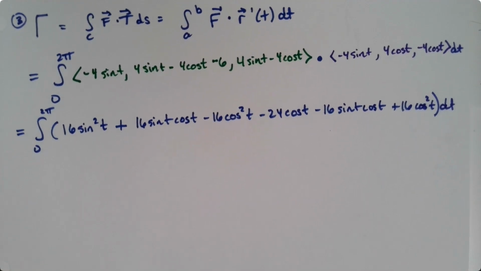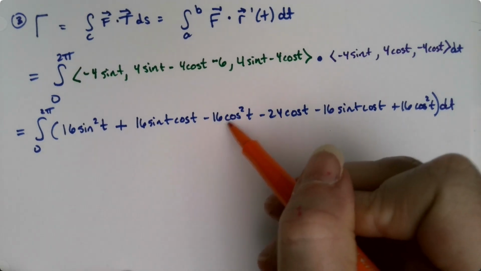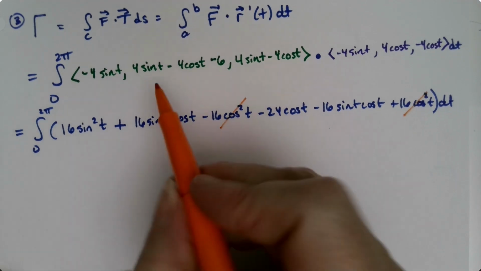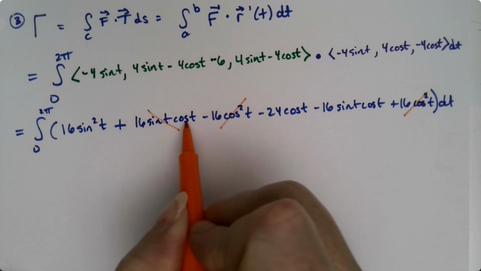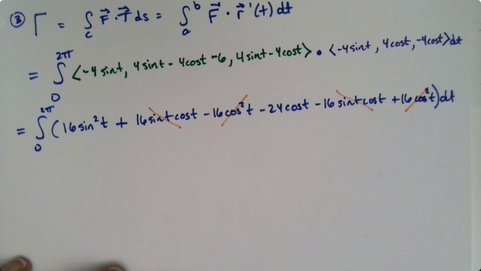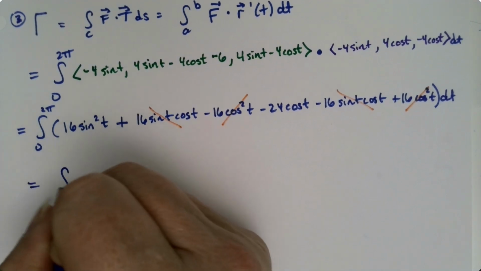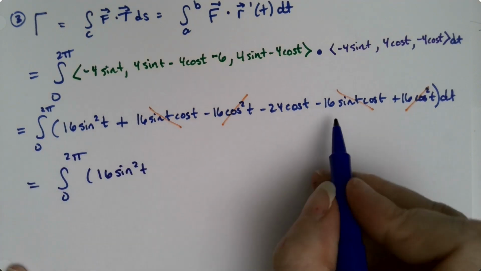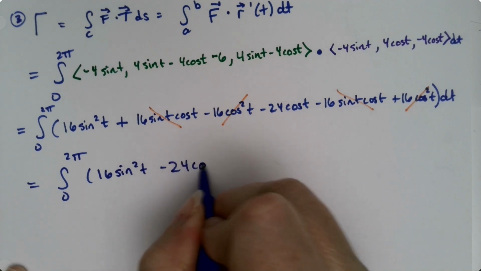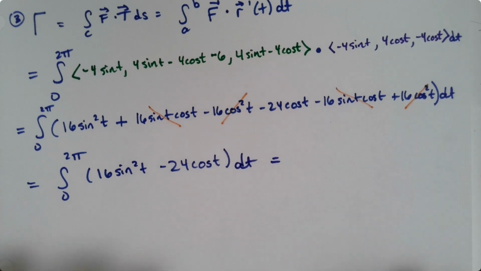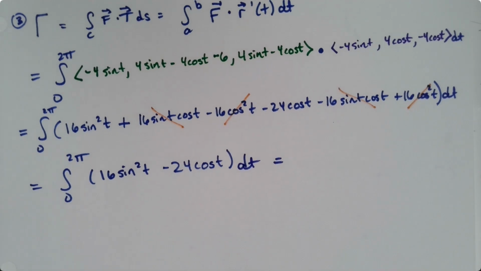Now, it looks pretty terrible. However, there's some things going on. So we have a minus 16 cosine squared and a plus 16 cosine squared. So those are gone. We have a 16 sine cosine and a minus 16 sine cosine. So those are gone. And so that means that we're finding the integral from 0 to 2 pi of 16 sine squared t minus 24 cosine of t. And this is what computers are for. Right? We will make a computer find that for us.